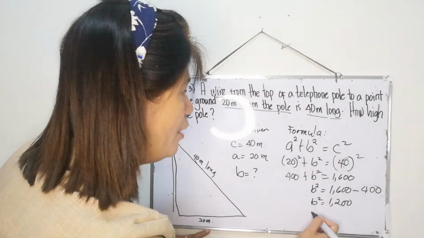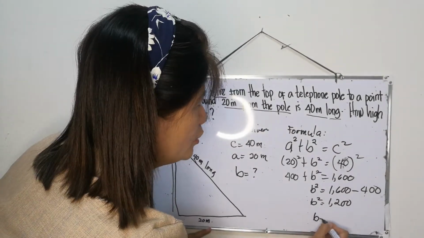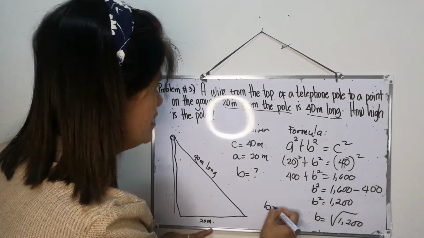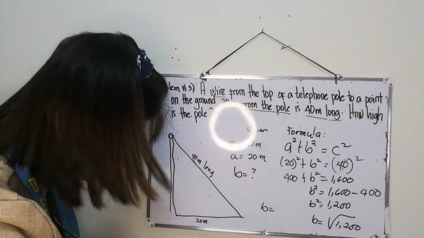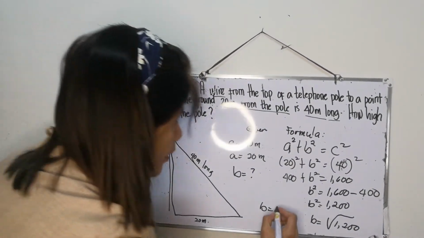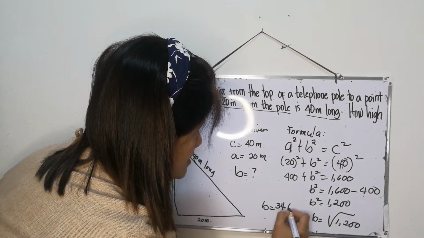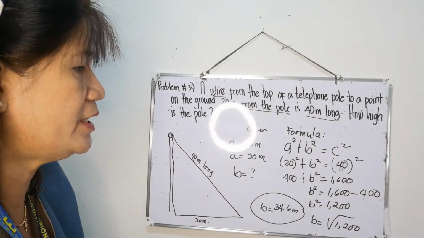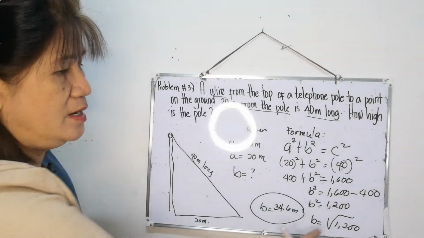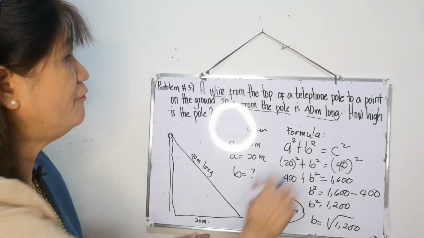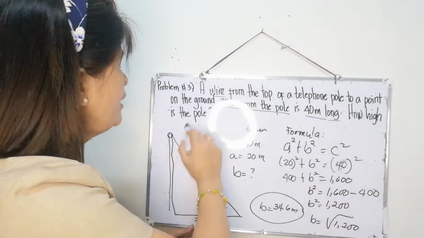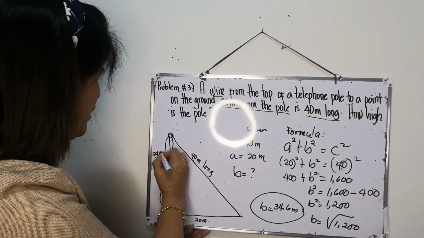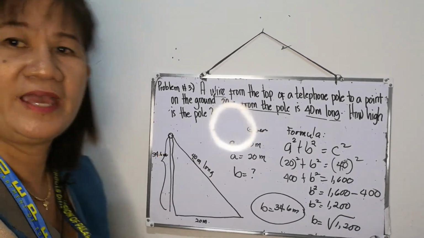So, how do you find B? You're going to extract the square root of 1,200. So, what is the height of the pole? It is 34.6 meter. Okay? Paano natin makuha yung 34.6 meter? You have to extract the square root of 1,200. So, therefore, how do you interpret the problem? The height of the pole, this one, is 34.6 meter. Okay, so that's all.